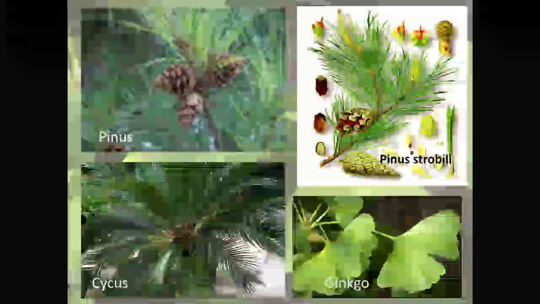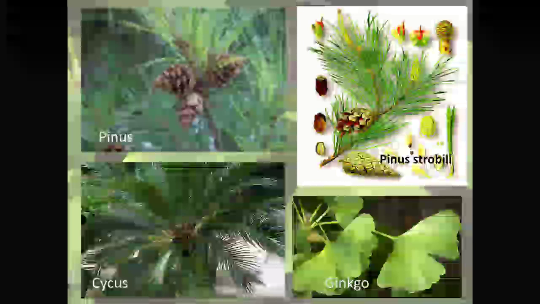Strobili is that stalk. Earlier we talked about strobili. Strobili is the topmost portion where the cones are present, male cone and female cone. And this is the cycas plant, just like a khazur plant, Cycas revoluta.